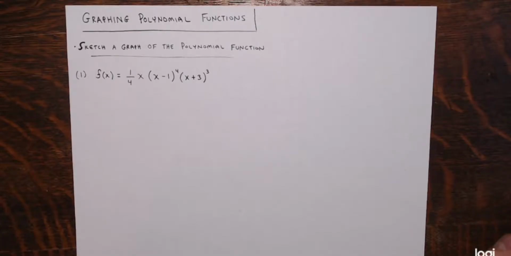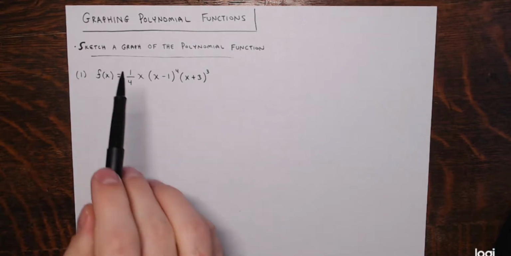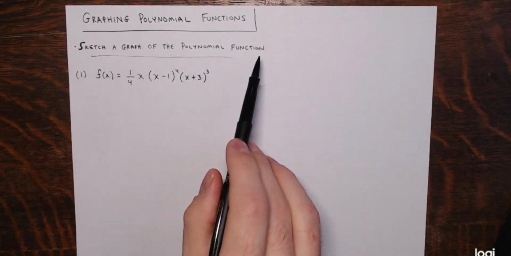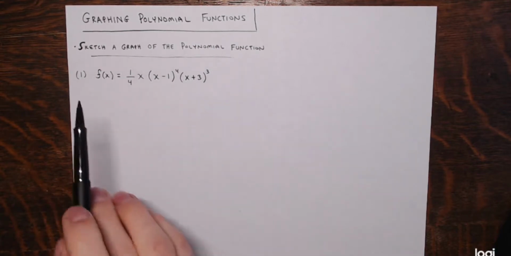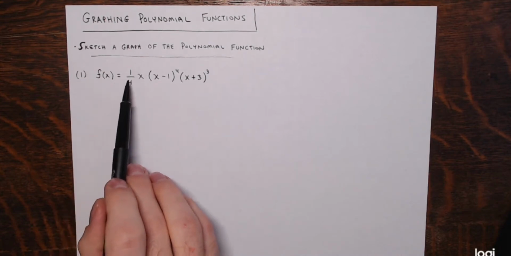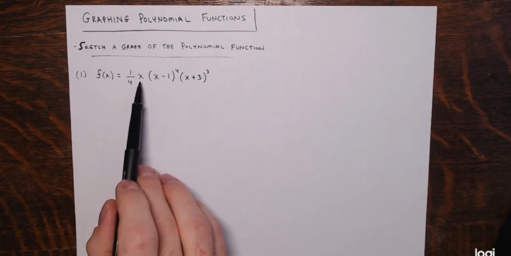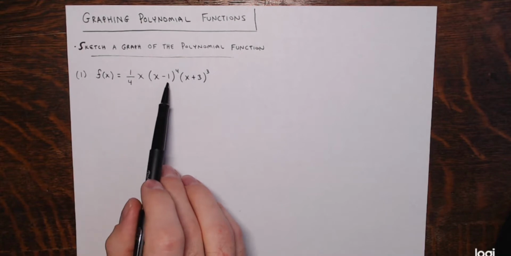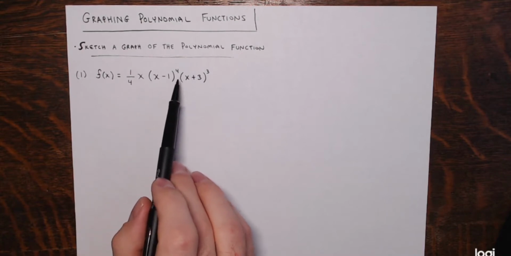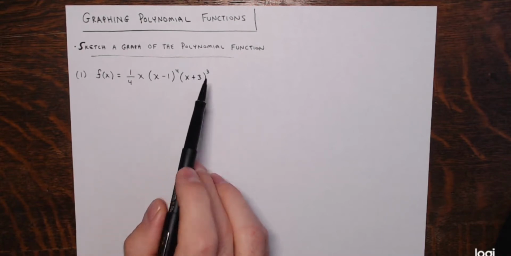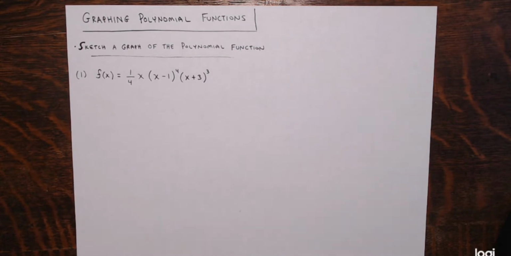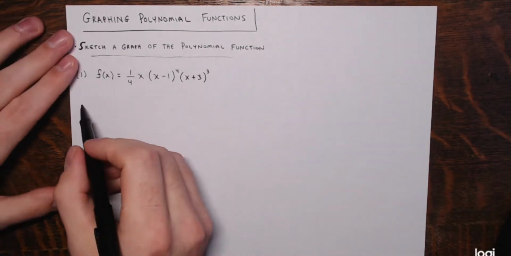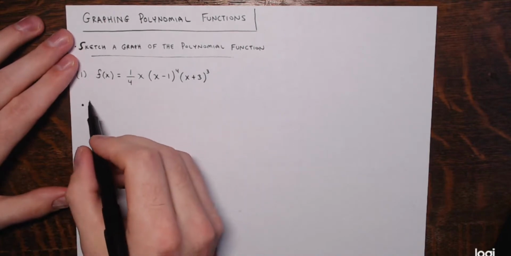The first example I have, again with the same instructions, is to sketch a graph of the polynomial function. I have f of x equals 1/4 times x times the quantity x minus 1 to the 4th power times x plus 3 to the 3rd power. So the first thing was the intercepts.